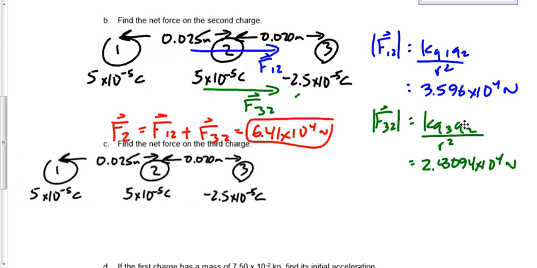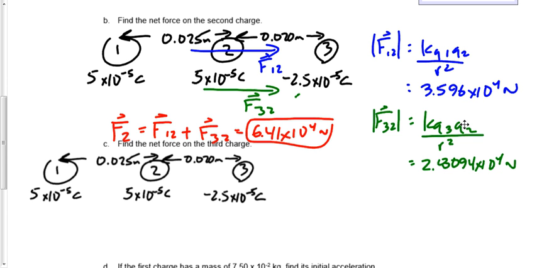This time, though, we have to draw a free body diagram on number 3. So there's two forces acting on number 3. One acts on 3 and 2 acts on 3, independently of each other. Don't try to put them all together. Don't try to treat it as one thing. Do each part the way it should be treated, independently of the others.